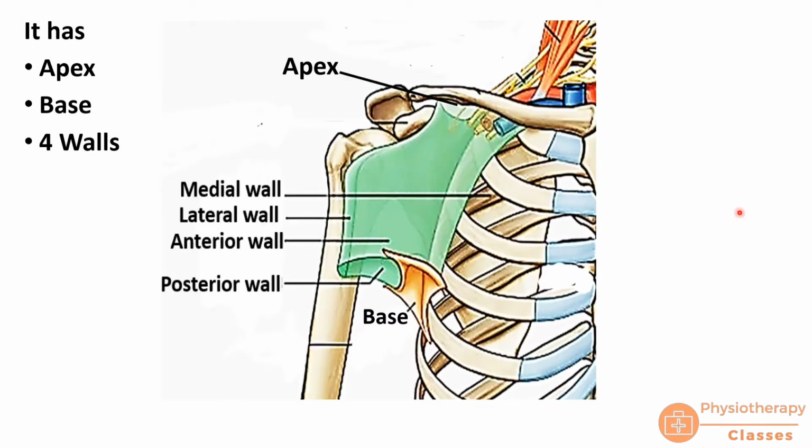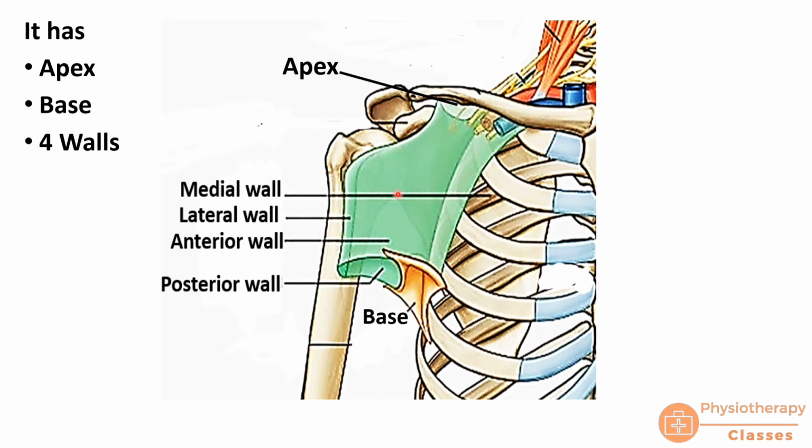Let us look at the boundaries of this. As I said earlier, it is a four-sided pyramid. So it has an apex. We can see here, this is the apex. Then it has a base which is directed downwards. This is the base, and the four walls are the anterior wall, the medial wall, the lateral wall, and here we can see the posterior wall. So these are the four walls.